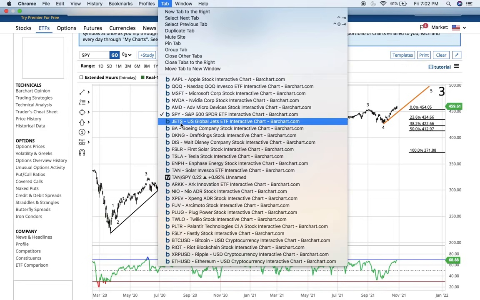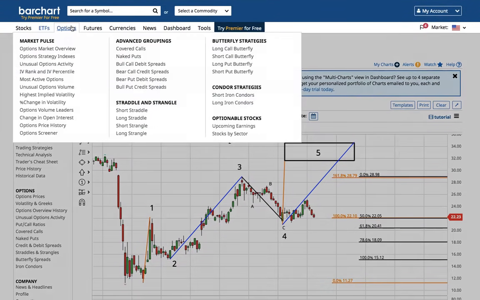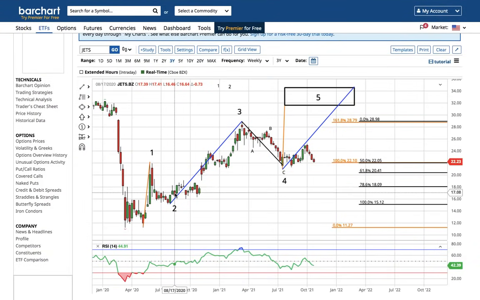So it's looking good. Here is the airline ETF, JETS. Let's just look at the count first. It's a wave 1 and a wave 2. Conservatively, this is the wave 3 and the ABC correction that ended wave 4 between the 50% and the 61.8% retracement. So really, no matter how you count it, you want to see 18 to 20 not get broken. And if those are holding, then we're going to go on another impulse higher.